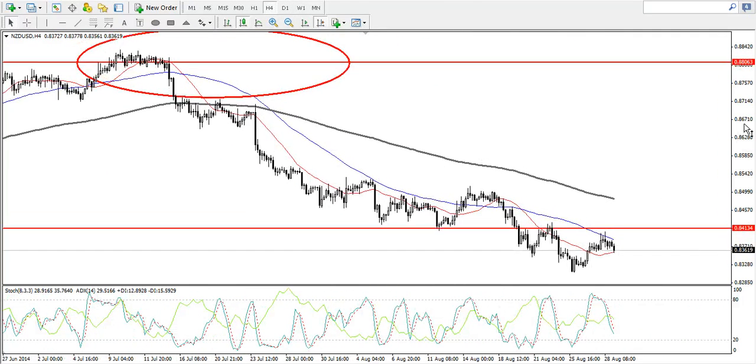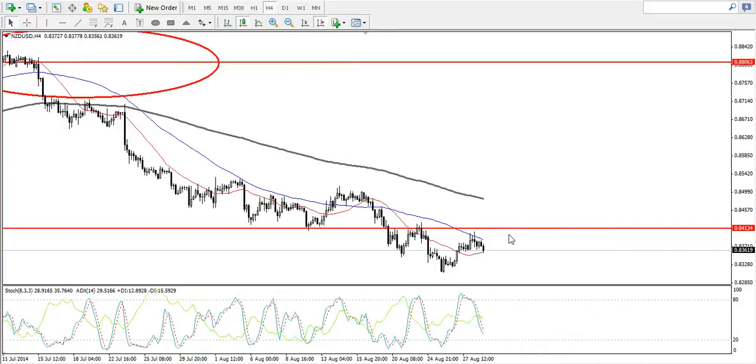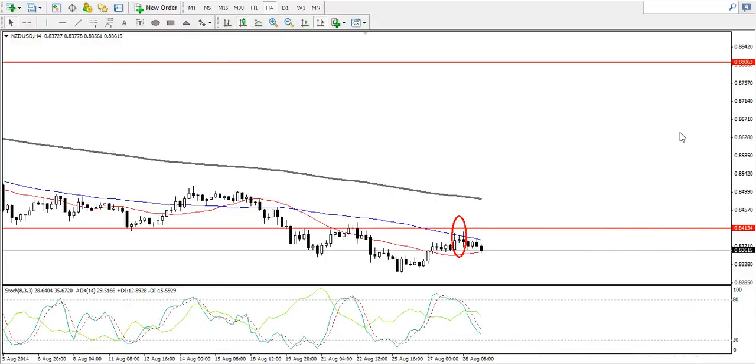So let's zoom into the H4 chart. We can see the price has been resisted by the 55 moving average over here, and a reversal candle has appeared as well.